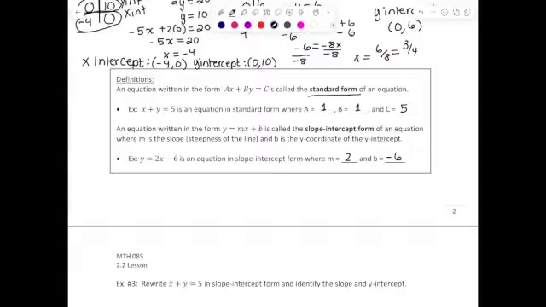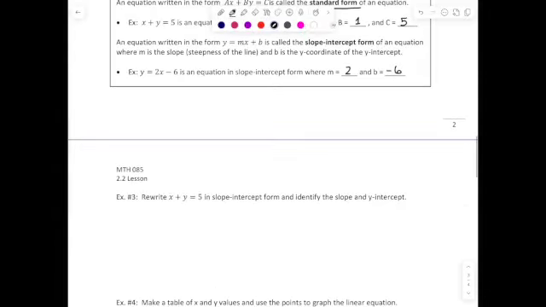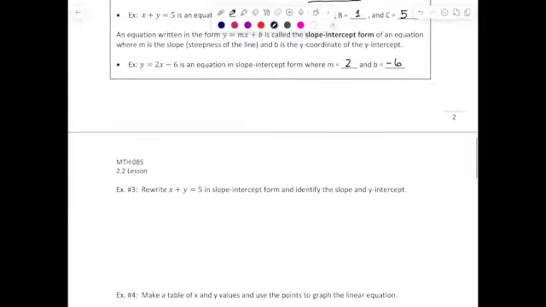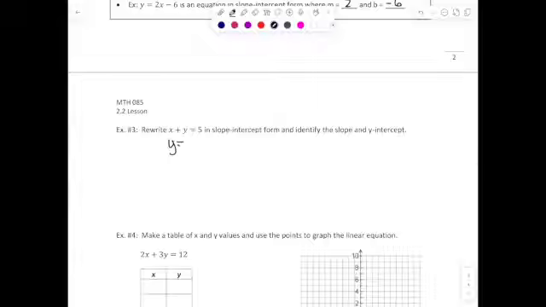That is it. That is how we find that information. So if we want to rewrite this in slope-intercept form, we have y equals something, right? That's our slope-intercept form, y equals mx plus b. We want to identify the slope and y-intercept. So we have x plus y equals 5. We are going to move this x over. So we get y equals 5 minus x.